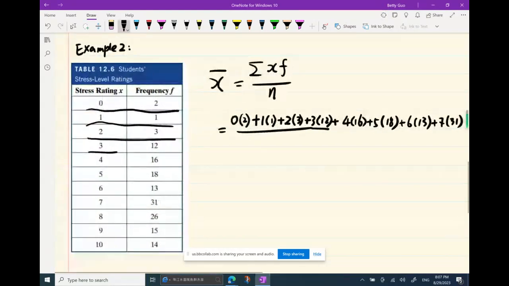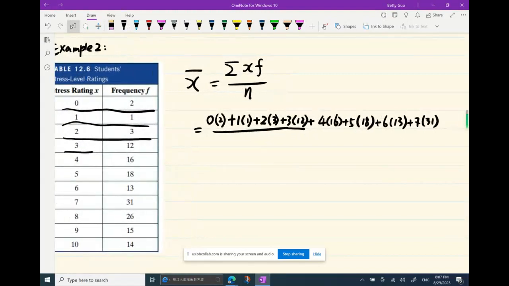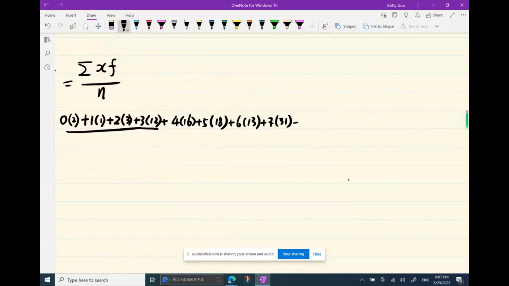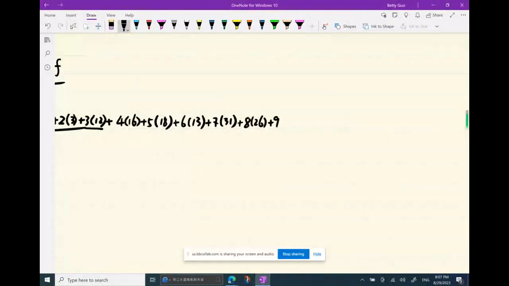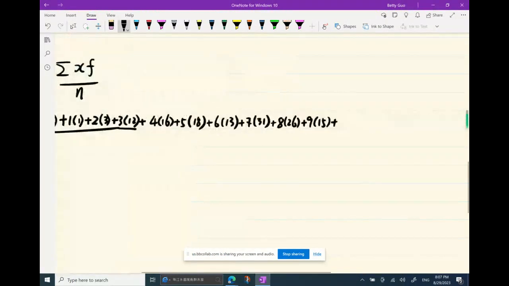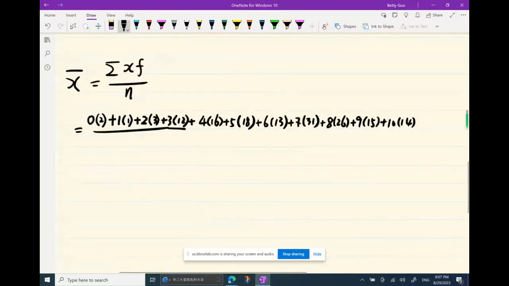I know this is not convenient, but you would have to do that because when you take the test, the software is not available. All you have is a calculator. And if we continue, 8 times 26, 9 times 15, 10 times 14. Do you see that, guys? That's the numerator.